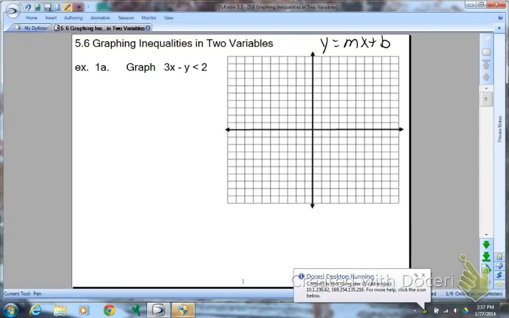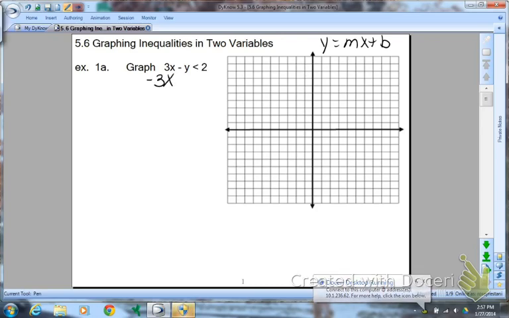Section 5.6 is graphing inequalities with two variables. When we want to graph, we're going to have to put it in slope-intercept form. We have to get it in the form of y equals mx plus b. So in equation 1a, we are going to have to solve for y. So we're going to subtract 3x on both sides.